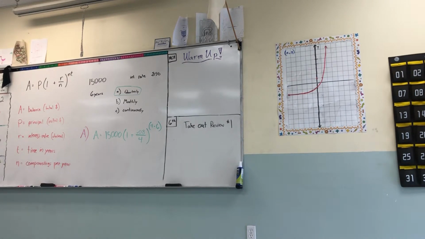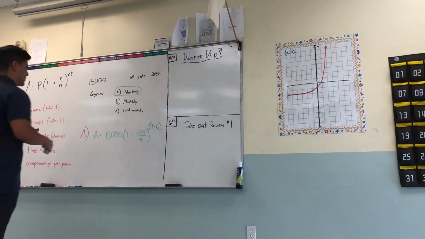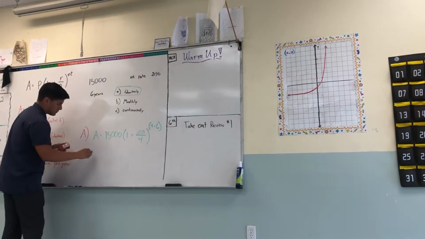Okay, let me double check. What did you get? Quarterly, monthly, continuously. You do that each time, and then they give you different answers. For monthly, you plug in the same numbers, but it's 12. I got 24,126. Yes, that's the answer. Okay, remember parentheses.